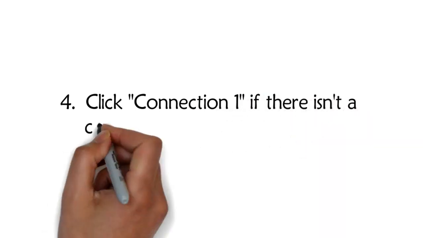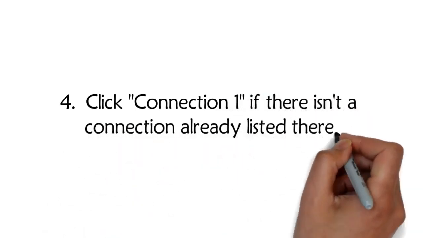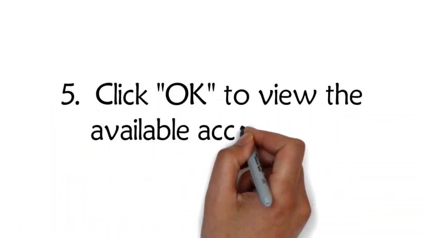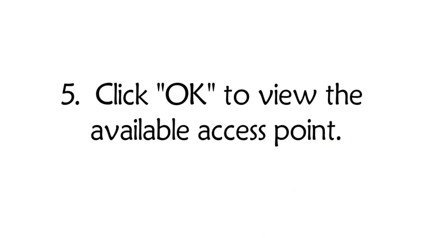4. Click Connection 1 if there isn't a connection already listed there. 5. Click OK to view the available access point.